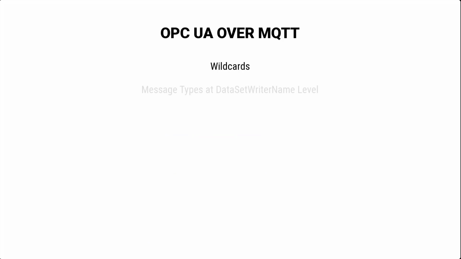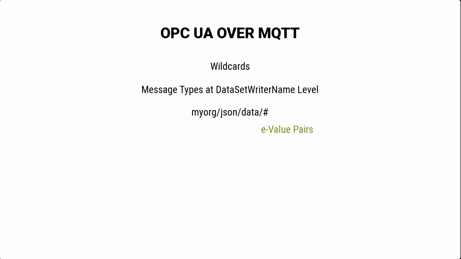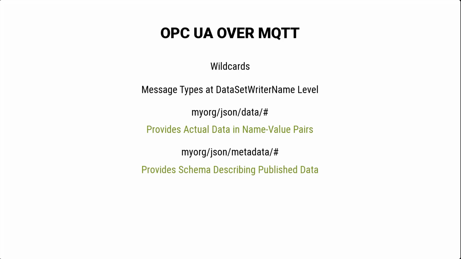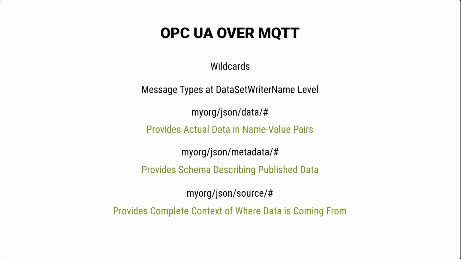Moving on to message types at dataset writer name level. We have the data message type, which provides you with the actual live data in the form of name value pairs. And then the metadata message type, as explained earlier, provides you with the schema that describes the data that is published. And then finally, the source message type provides the subscriber with complete context of where the data is coming from. Simply put, the source message type provides a mapping between the fields that are in the published dataset and the nodes in the OPC UA address space from which these fields originated.